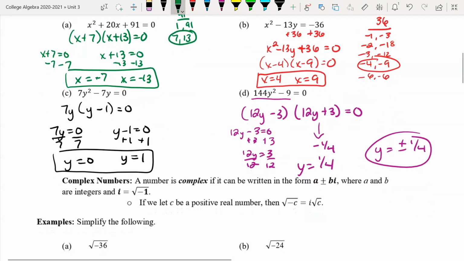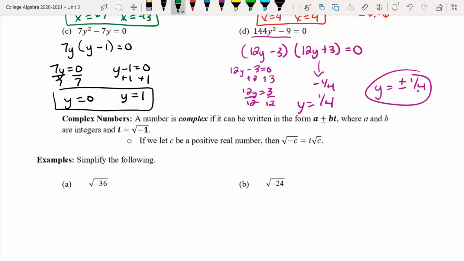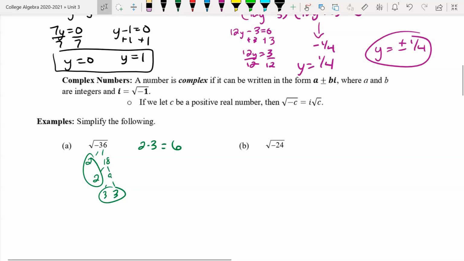Sometimes you're going to have to use complex numbers. So don't forget, right? If it's a negative on the inside, I'm still trying to make pairs. So I could do 2 and 18, 2 and 9, 3 and 3. So that's a pair of 3s, a pair of 2s. So I would take 2 times 3, which would be 6. But the negative is an i, so my answer to this would be 6i.